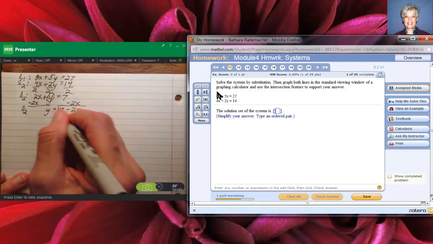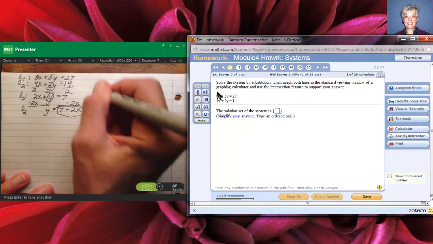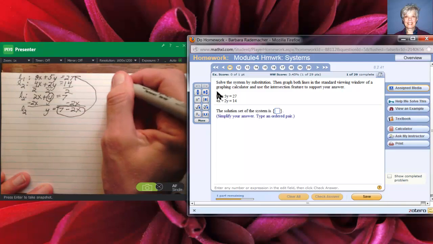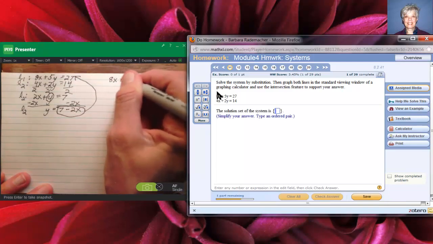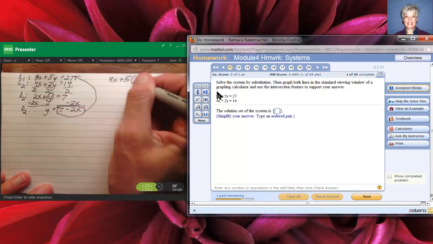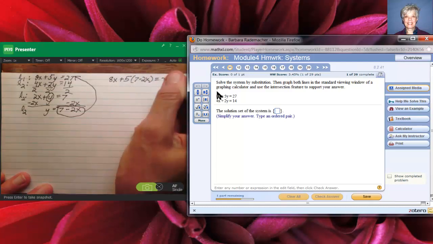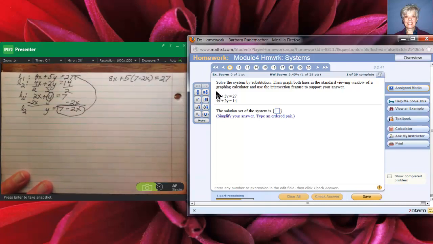So now that I know what y equals, I can take it to the other line, which is line 1, and substitute it there. So I'll have 8x plus 5y, but y is 7 minus 2x, equals 27. Our whole goal is to find out where two lines intersect. Again, probably a lot of the people in this class will take economics, and you'll be using this.